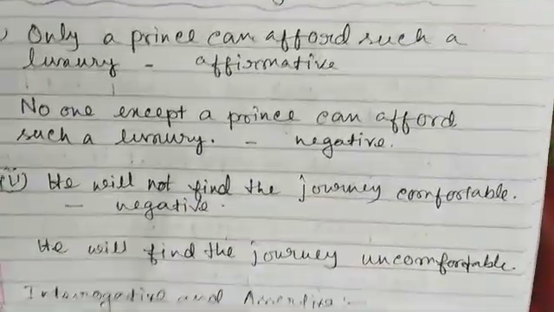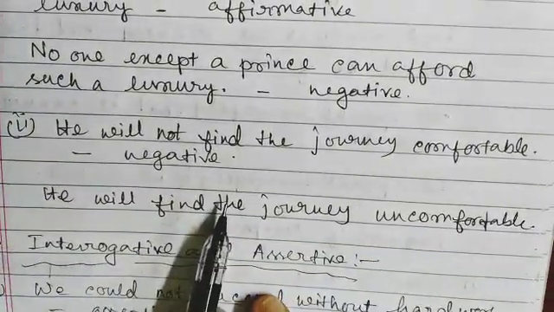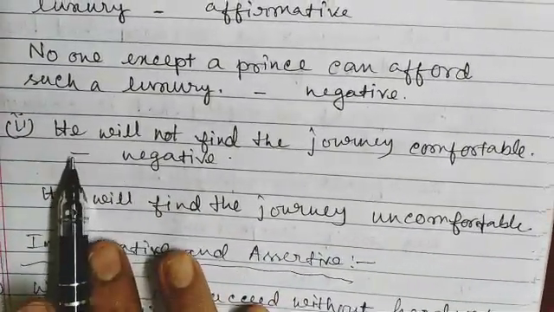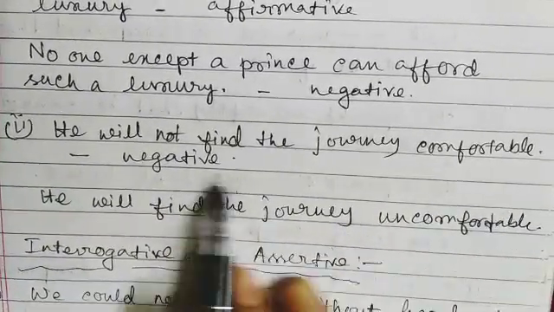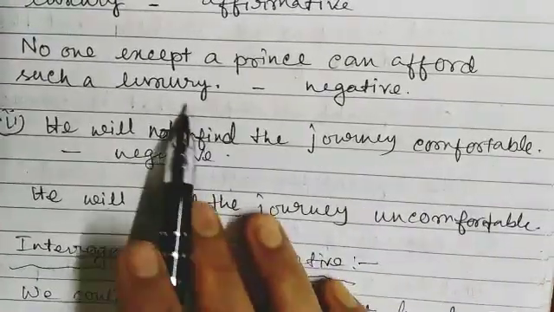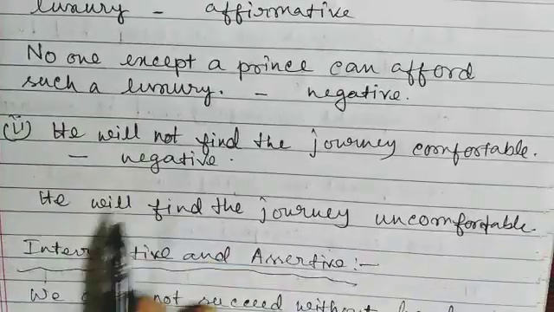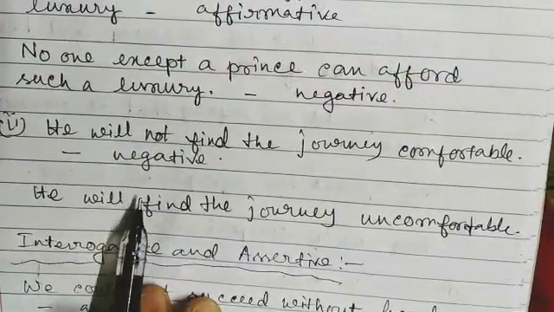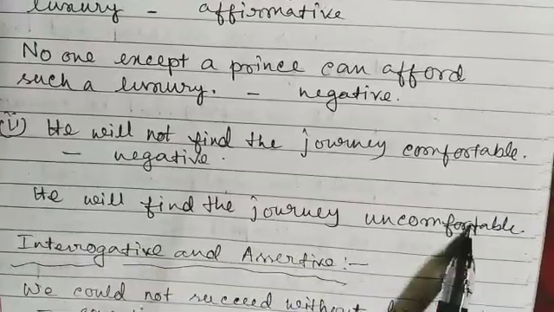Okay, next one, it is a negative sentence, and we will make it an assertive one. He will not find the journey comfortable. It is a negative sentence. He will not find the journey comfortable. Not is here. Okay, so it is a negative sentence, and we have to make it a positive one. He will find the journey uncomfortable.